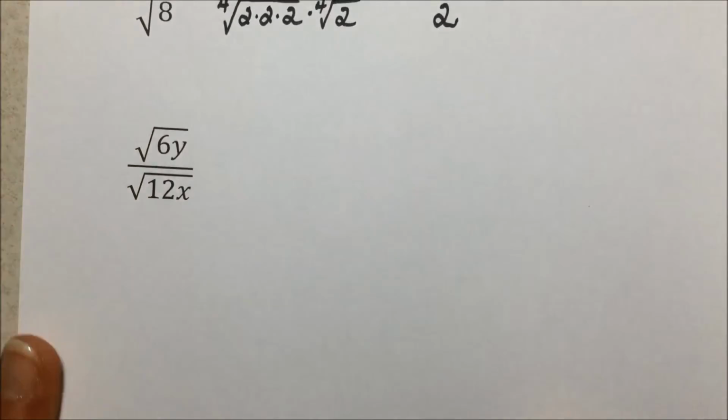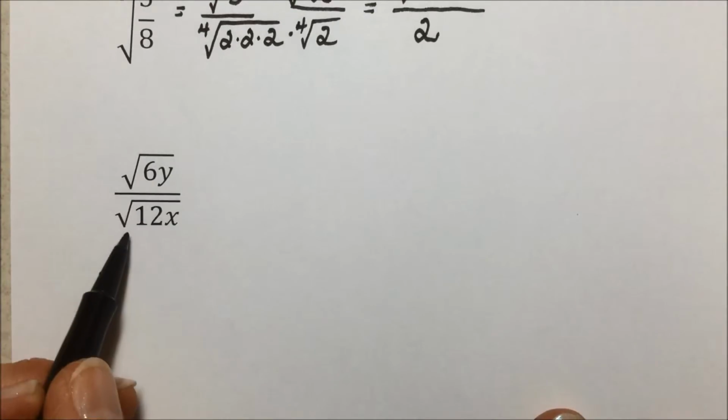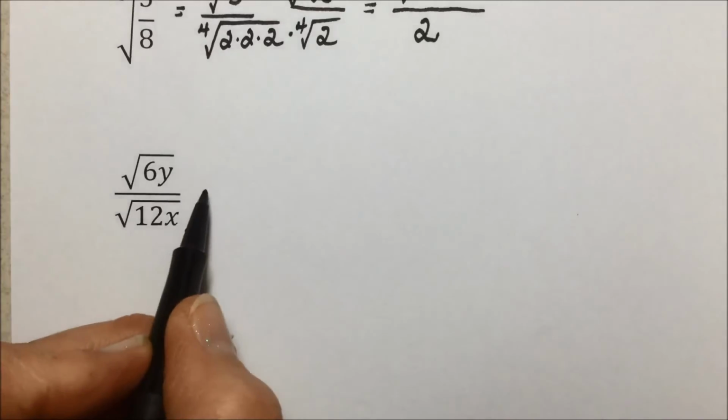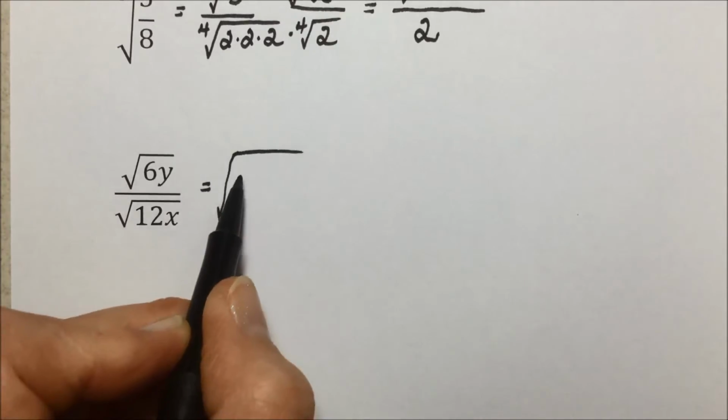In this next problem, we have a quotient of radicals, which we can combine, since there is a common factor here underneath the one radical.